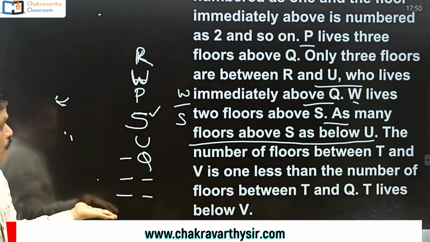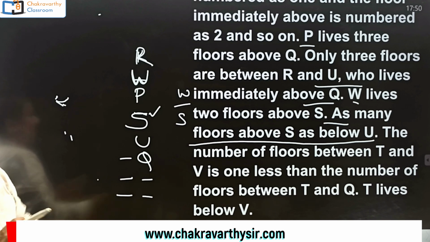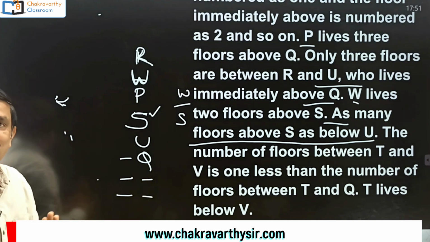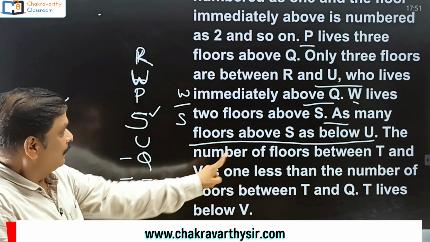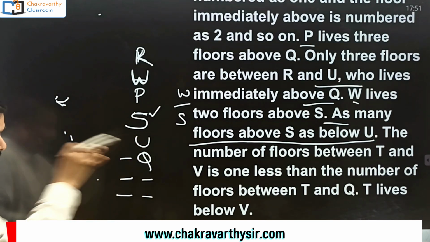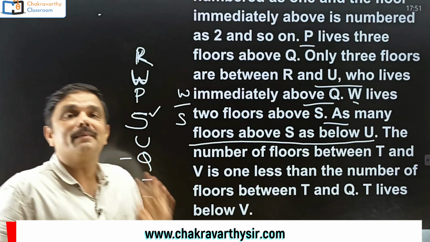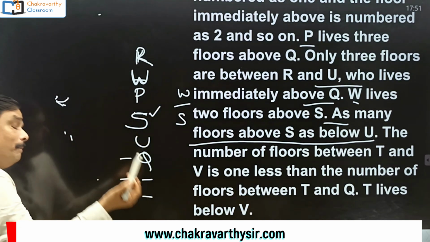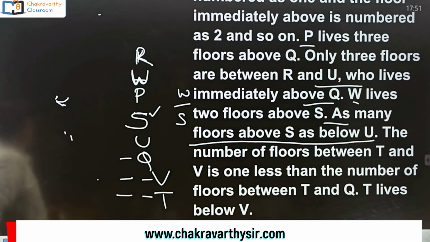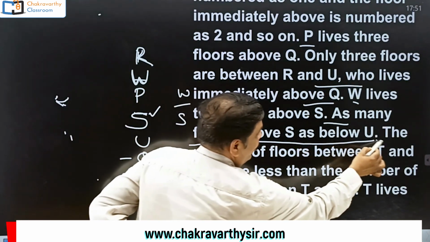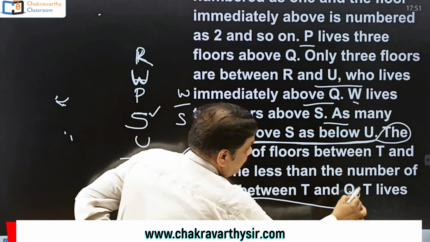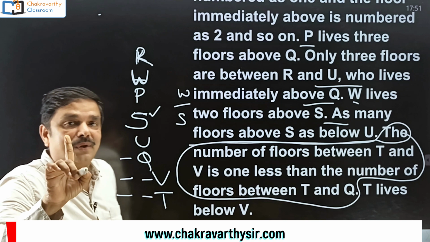Now who are the remaining 2 persons? T and V. Now go for the clue for T and V, because I don't know who will be above or who will be below. Here they have given the number of floors between T and V is 1 less than number of floors between T and Q. T lives below V. Now clearly T lives below V. That means it should be V and it should be T. Actually, this information is redundant for me. This information is not required for me, of course. But checking this information is also very important for us.